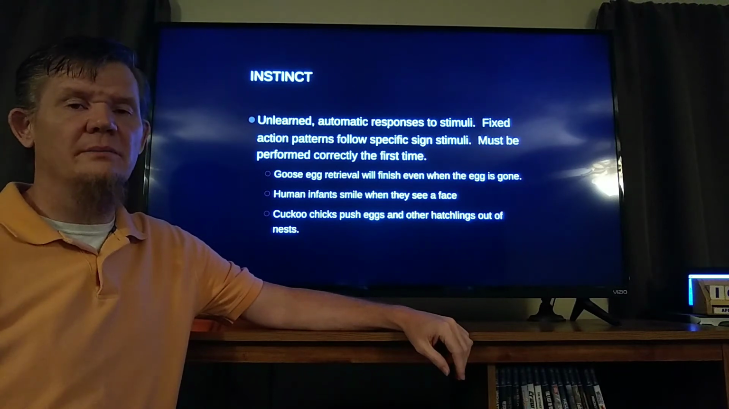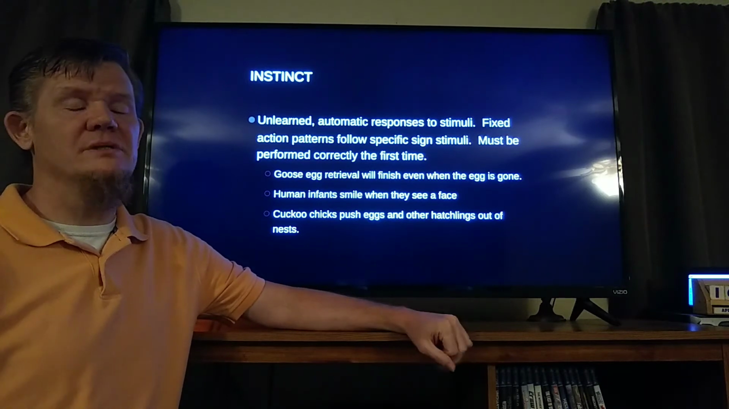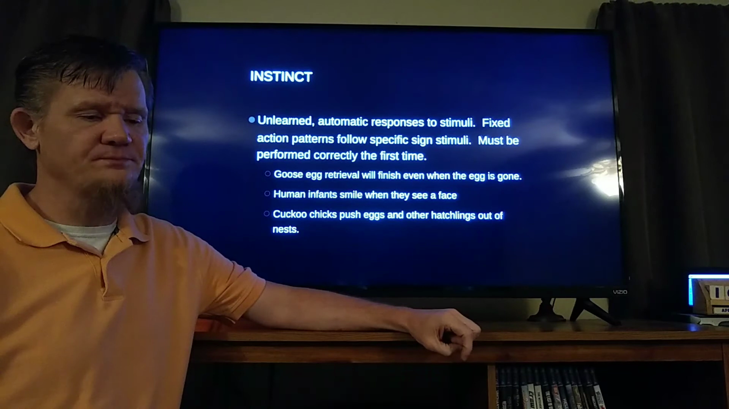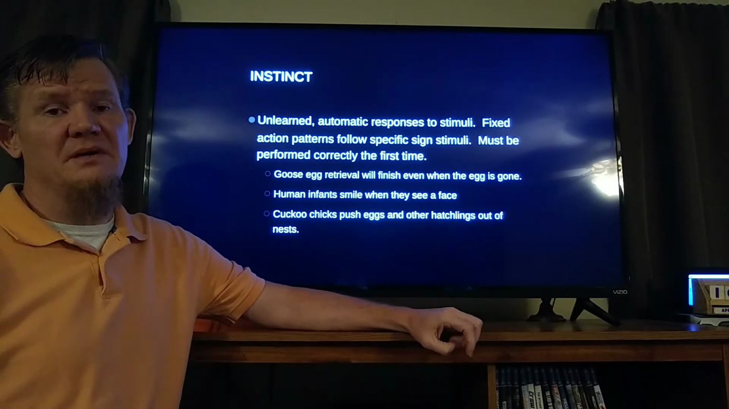We were just talking about social behaviors. We were just talking about altruism. Let's move on and talk now about instinctual behaviors. Instinctual behaviors are unlearned, automatic responses to a stimulus.